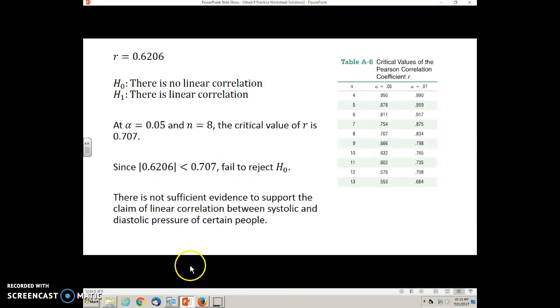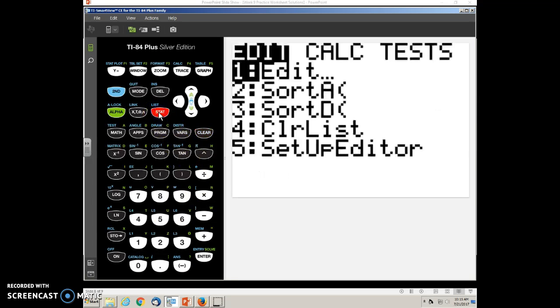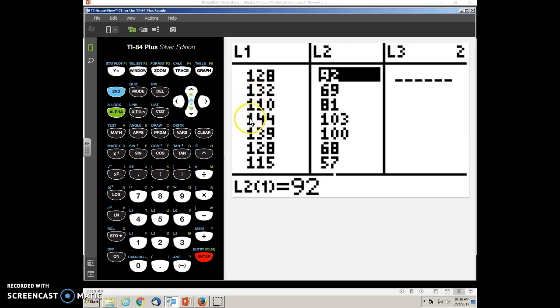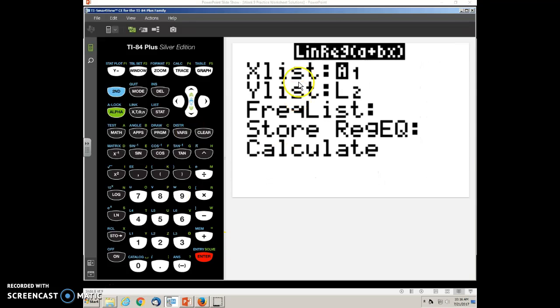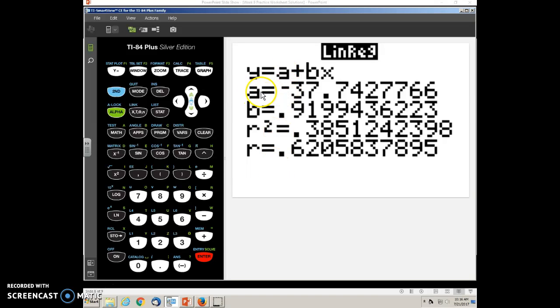So calculator. First, how did I get this? Stat, Edit. You're going to enter your x coordinates in list 1, enter your y coordinates in list 2, and then you will go Stat, go over to Calc, choose this one, LinReg a plus bx, specify list 1, list 2, and then calculate. And here it gives you a is negative 37.7428, b is 0.9199, and then r is 0.6206.